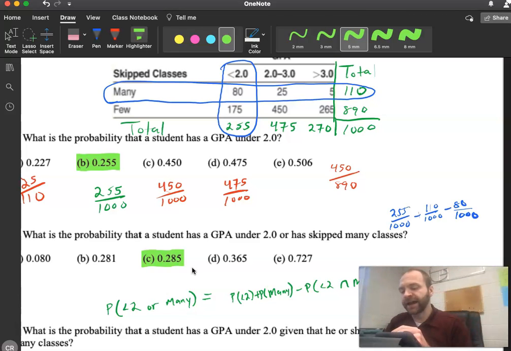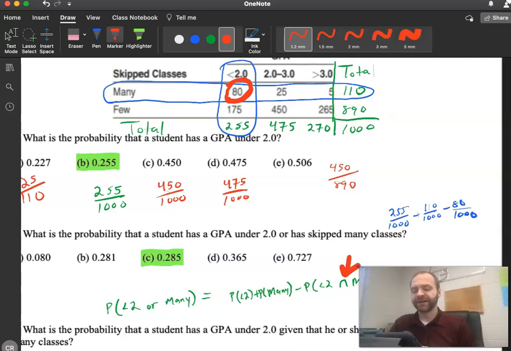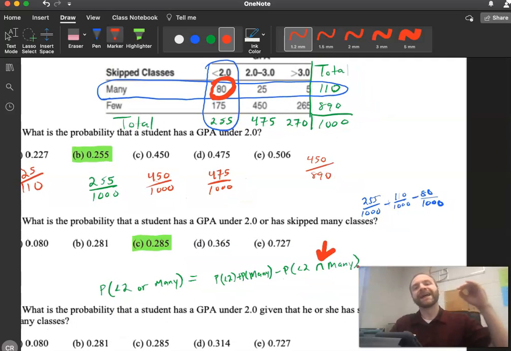0.080 is looking at the intersection, 80 over 1,000. It's looking at the intersection. It's finding the and one. That's what it's finding. It's finding just the probability of less than 2 and many. So that's somebody who confused or with and. That's why choice A is on that problem.